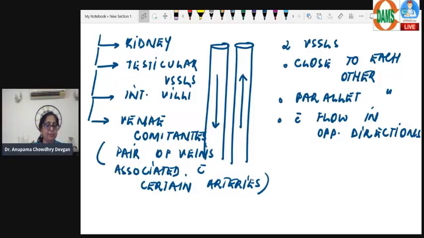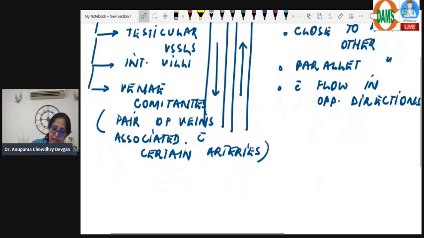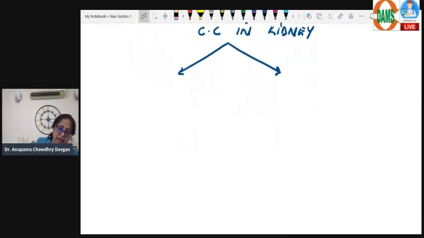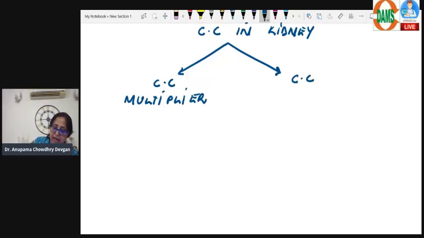Sai Spandana Reddy, brass mechanism, we will complete it in cardiovascular. Okay? All right, so this is your counter current mechanism. Now let us see which are the counter current in the kidney. What is the counter current in the kidney? There are two: a counter current multiplier and a counter current exchanger.